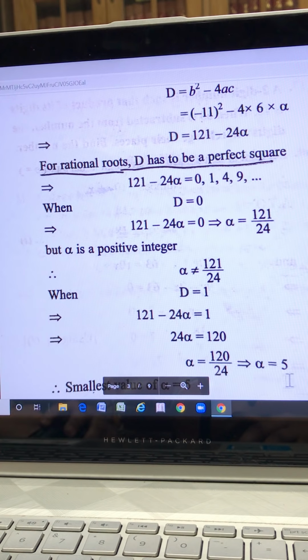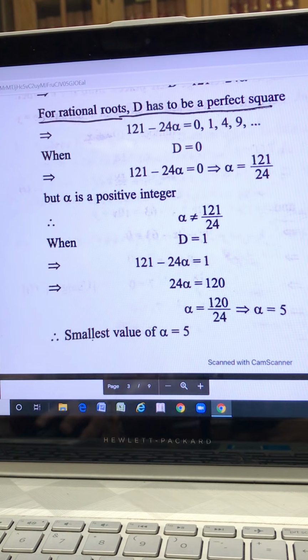Now see, alpha is positive as well as an integer. The 5 that you got is positive as well as an integer. That means it is satisfying the conditions of the question. So we say that the smallest value of alpha is 5.